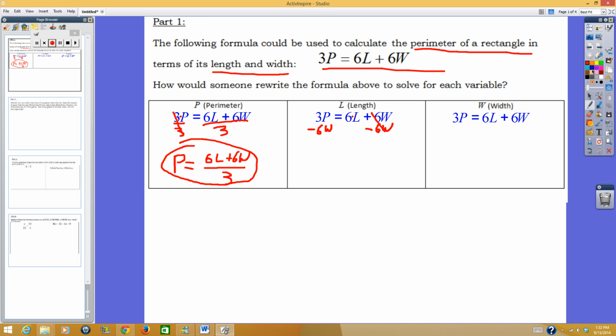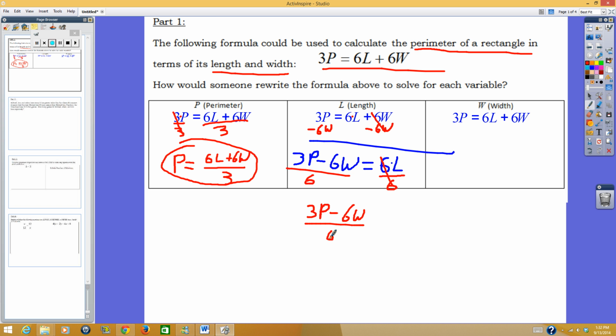These cancel out. I know I cannot combine 3P and 6W. They're two different things. So it's 3P minus 6W equals, all you have left over here is 6L. And we already said that there's multiplication here, so to get rid of that, we would do the opposite, which is divide. These two 6's cancel out, and what you're left with is 3P minus 6W divided by 6 equals L. Okay?